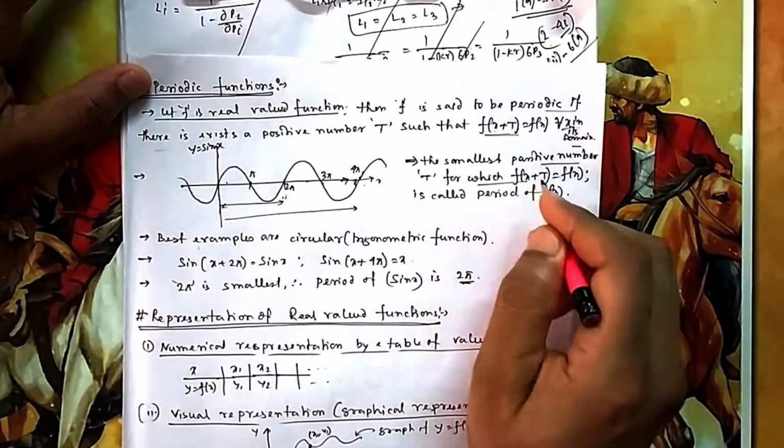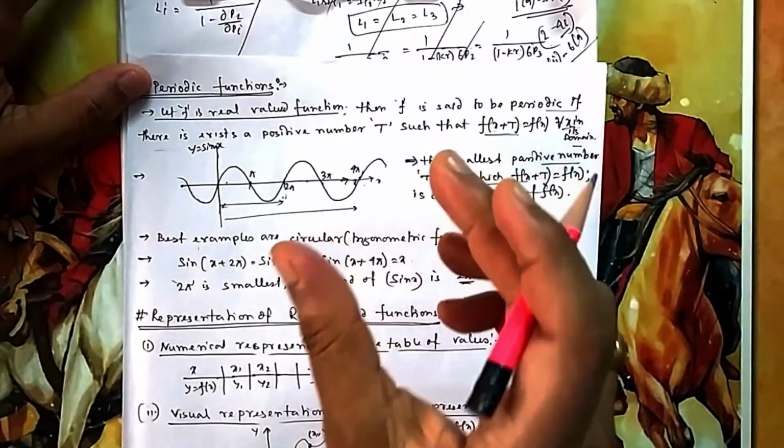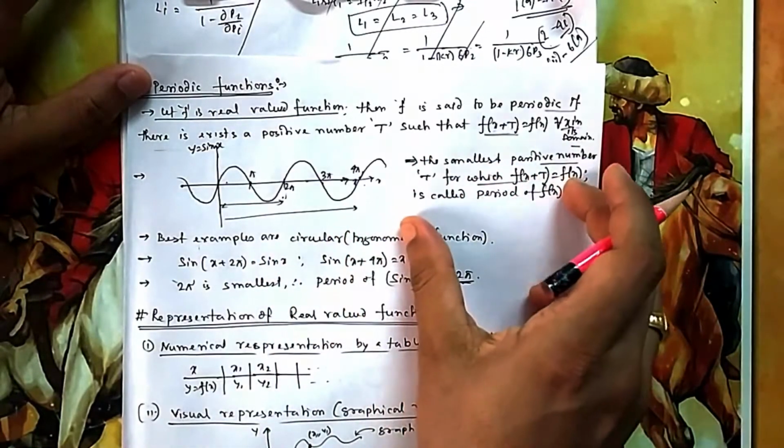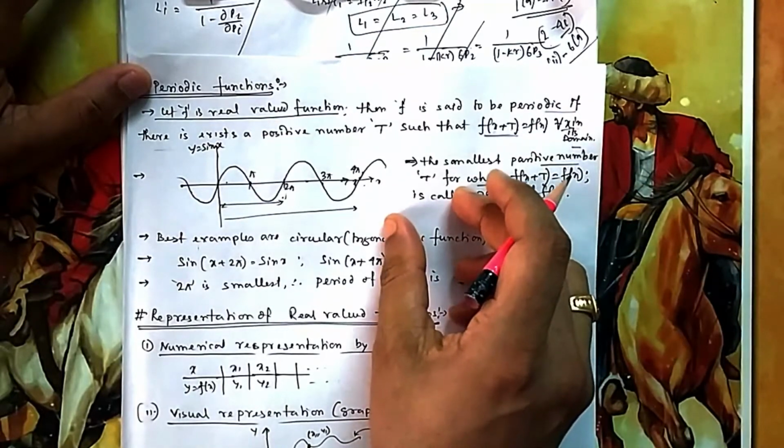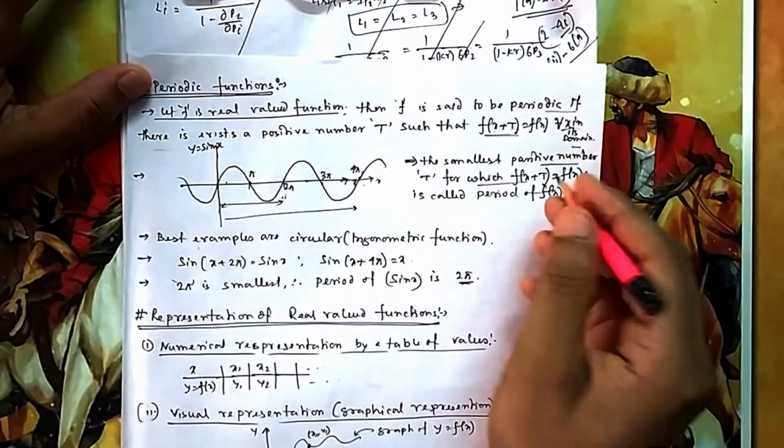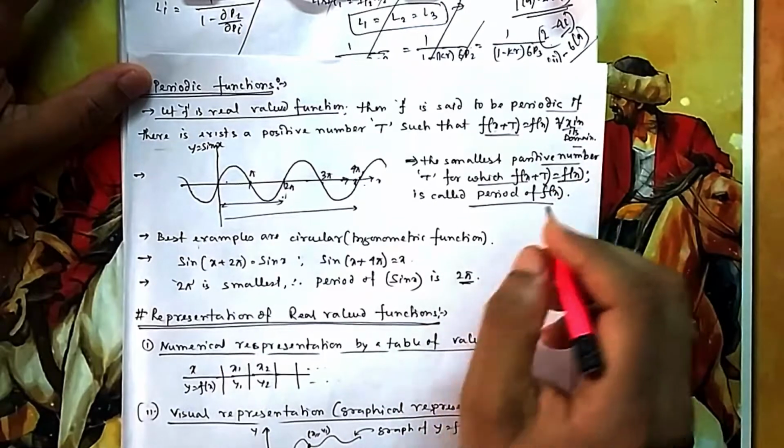It can be repeating after this much, after this much, after this much. The smallest number after which it is repeating, the smallest unique block you can take, after which the same block is repeating, that is known as the period of that function.